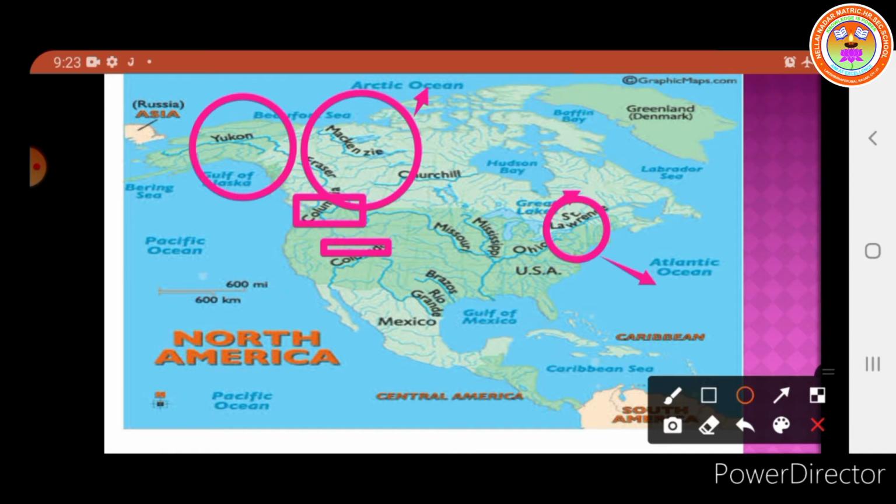Next, the river Rio Grande. Where is the river Rio Grande? Here the river Rio Grande. Okay. River Rio Grande flows into the Gulf of Mexico, here the Gulf of Mexico, and forms the boundary between USA and Mexico.